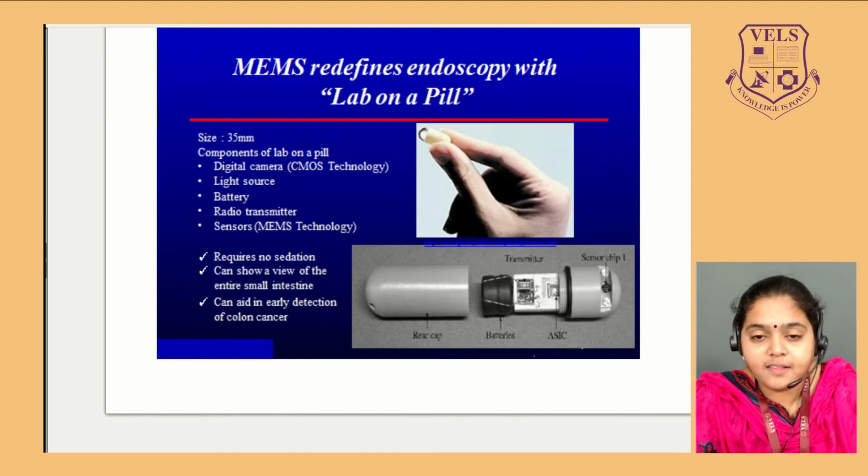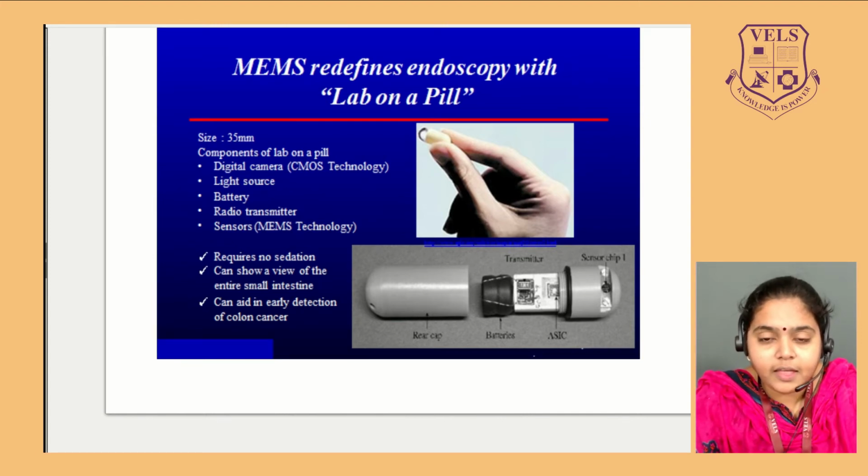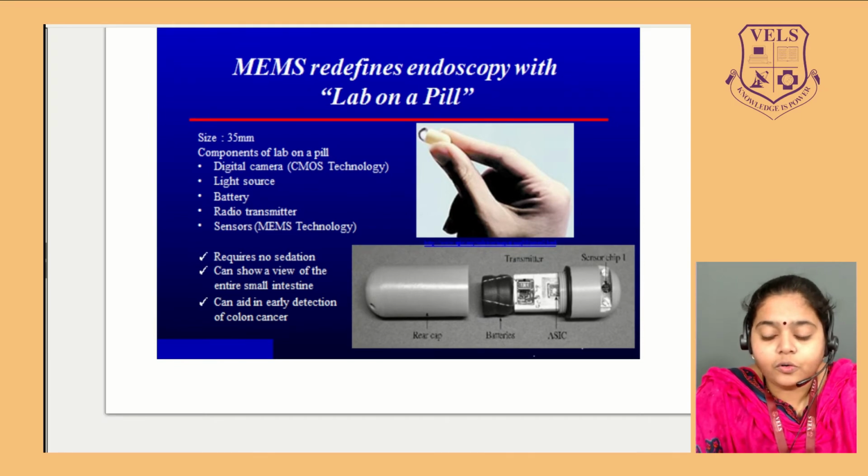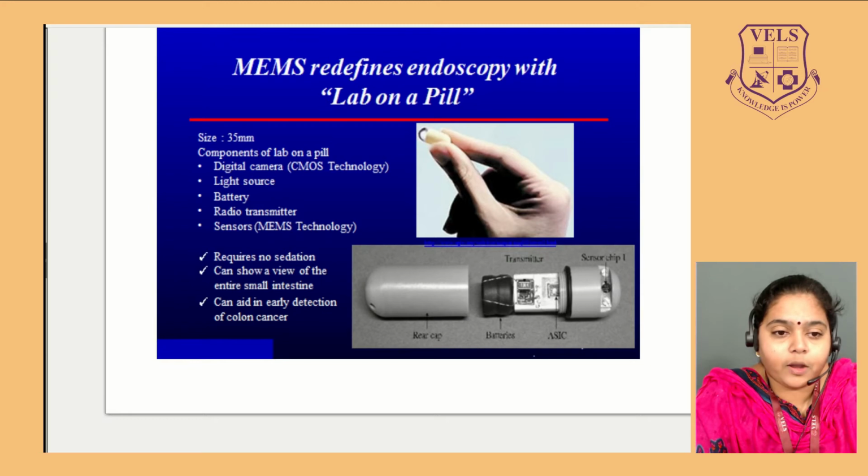So, what is endoscopy? It is nothing but a procedure in which we usually examine the smaller or larger intestine, for example. In a conventional method of endoscopy, the patient requires sedation and it becomes a complicated process. So, when MEMS are used in the endoscopy process, it is done with a method called lab on a pill or a magic pill. The magic pill's dimension is 35 mm and the components of lab on a pill consist of digital camera, light source, battery, radio transmitter and sensors.